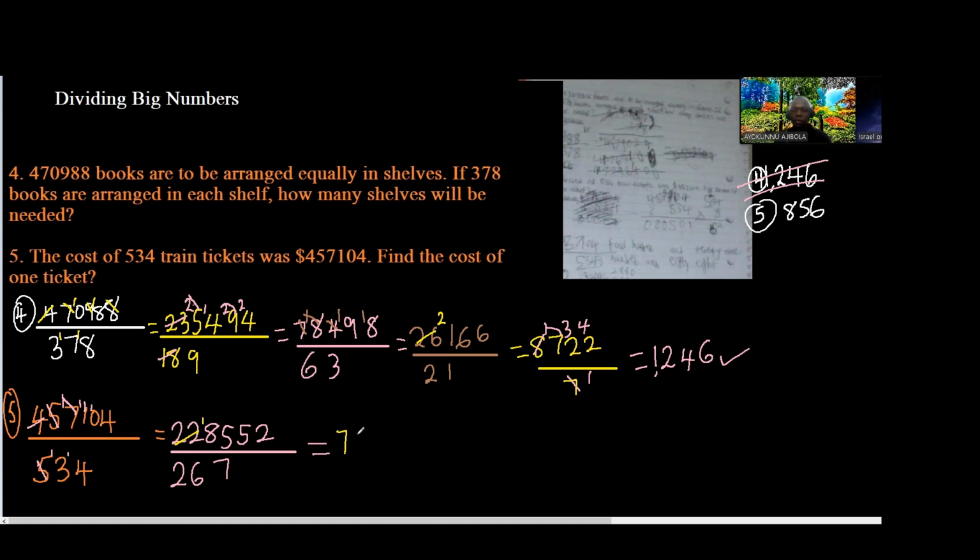So if we use 3, 3 in 22, that is 7, remainder 1. 3 in 18, that is 6. 3 in 5, 1, remainder 2. 3 in 25, that's 8, which is 24, remainder 1. 3 in 12 gives you 4. Then we can use 3 at the bottom and see.